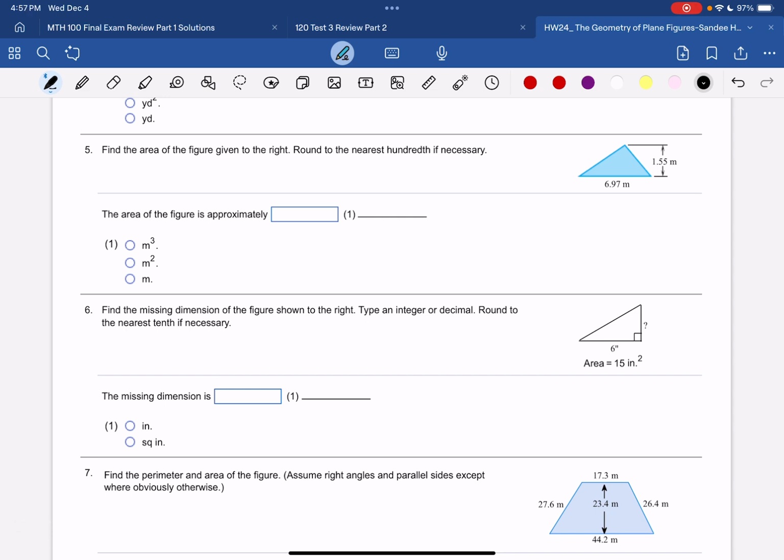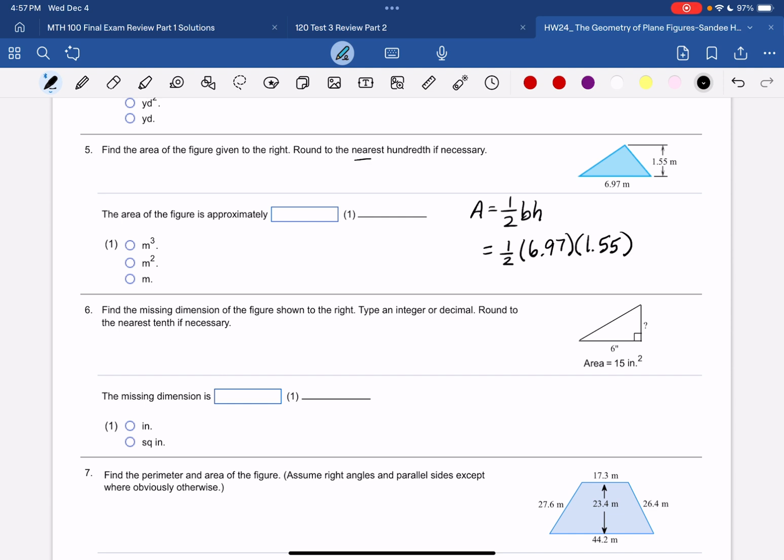Example number 5. Find the area of the figure given to the right, round to the nearest hundredth if necessary. Again, we have a triangle. So the area is 1/2 base times height and measured in squares. 1/2 times 6.97 times 1.55. Now on our calculator, we can just put in a 0.5 for that 1/2, or you can use your fraction key. 0.5 times 6.97 times 1.55.